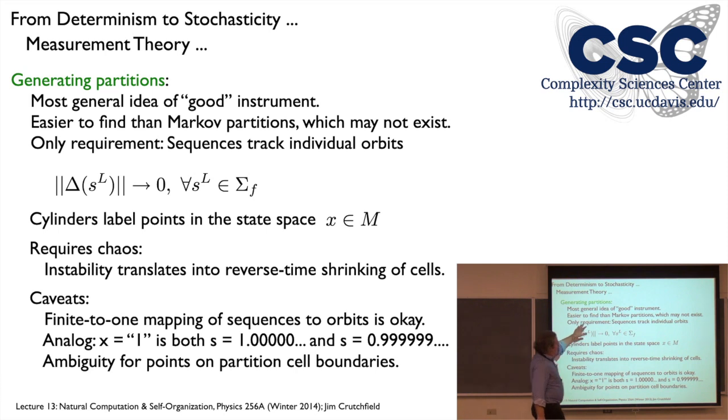It's much easier to find generating partitions, and I'll show you in the case of one-dimensional maps. It's a very simple rule. But again, the main criteria is that the size of the set of initial conditions goes to 0 as we look at longer and longer sequences. Remember, cylinders are sets of infinite sequences that share some word, and they label points in the state space as we go to longer cylinders.